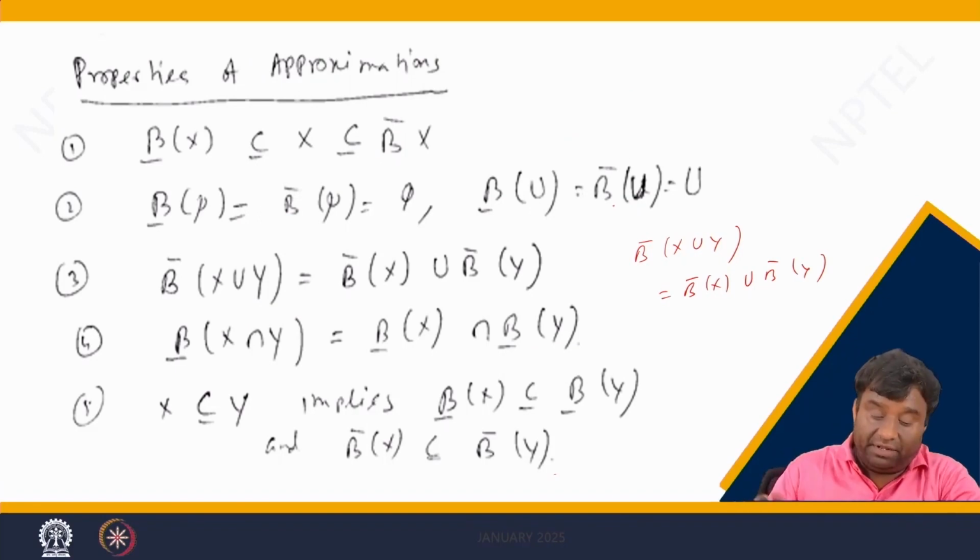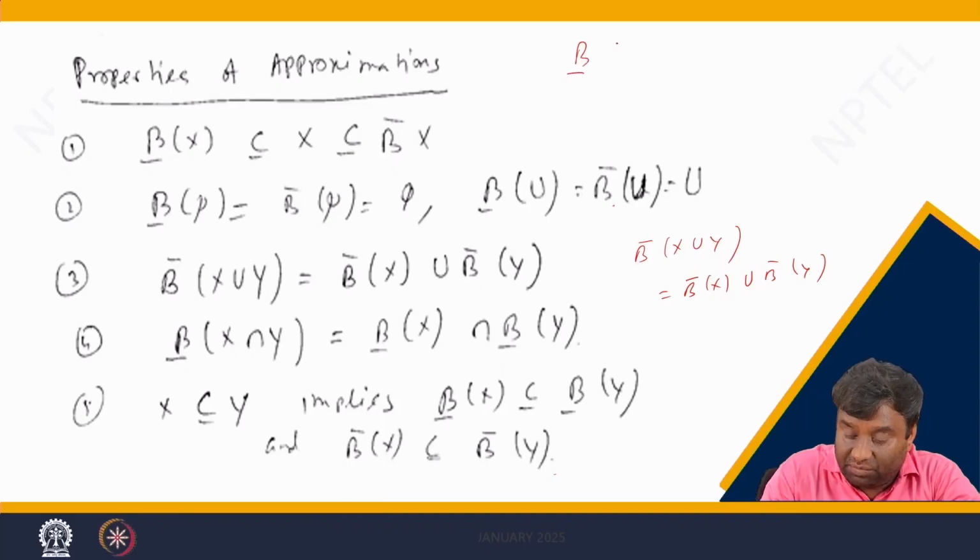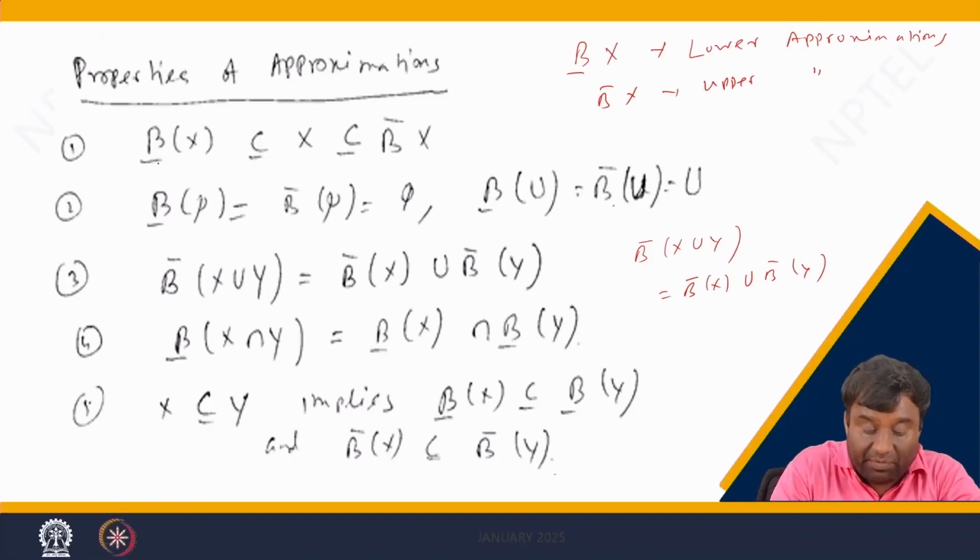So there are some properties. If X is the target set, and you know that Bx belongs to the lower approximations, and this is the upper approximations. So here is a property: the lower approximation of some target set X is a subset of the target set, and also the target set is a subset of the upper approximation.